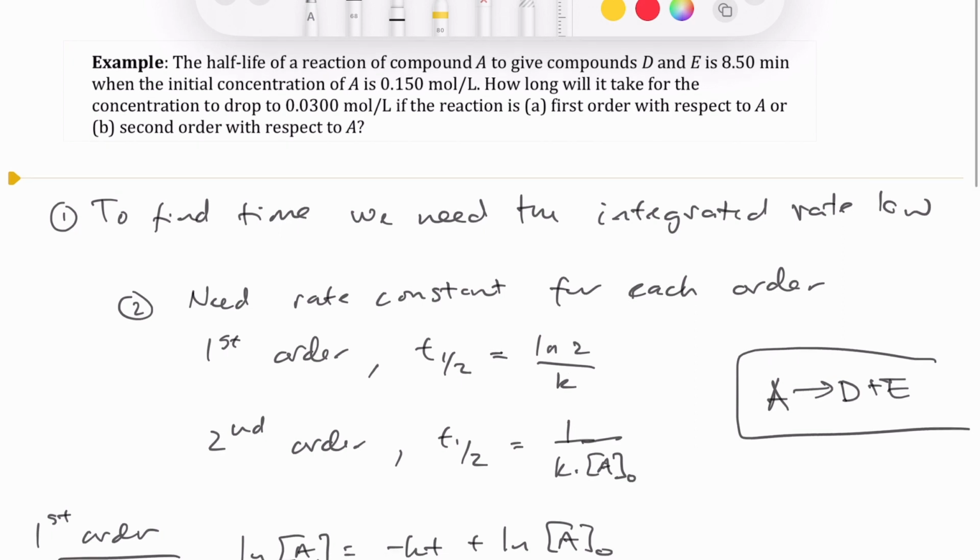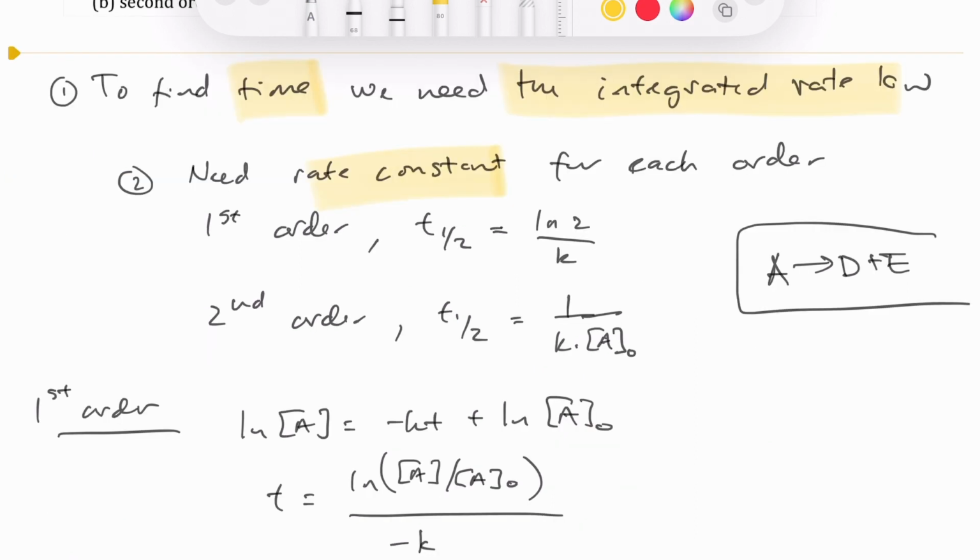Now, the question is asking for time, so keep in mind that if you want time, you're going to have to use the integrated rate law. Remember that the differential rate law doesn't really allow you to calculate time. It allows you to calculate rate, right? So if we want to find time, we're going to need to find the integrated rate law that applies to our situation. Before we can find time, we're going to have to solve for the rate constant first.